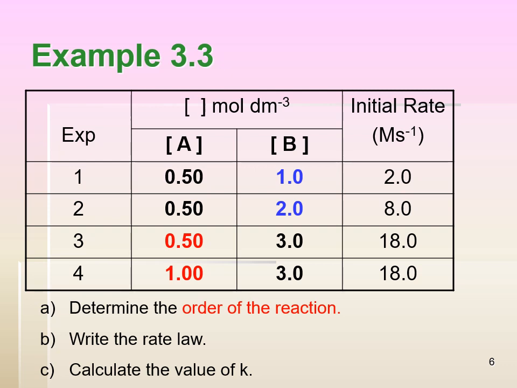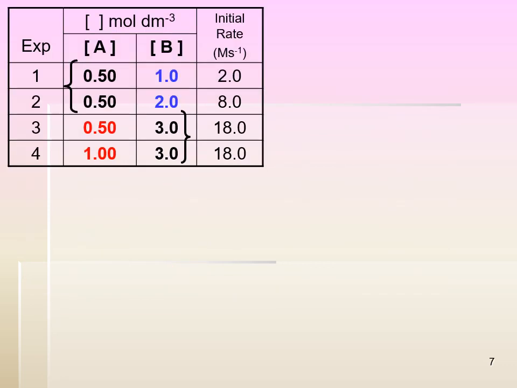For example 3.3, there are 4 experiments that are done on the same reaction. The concentrations of reactants A and B are given for each of the 4 experiments, and their initial rate is also given in the right column. Our task is to determine the rate law by calculating the order of reaction first, and then we have to calculate the rate constant K. Okay, so let's look at what we have to do first when we are given this kind of data.